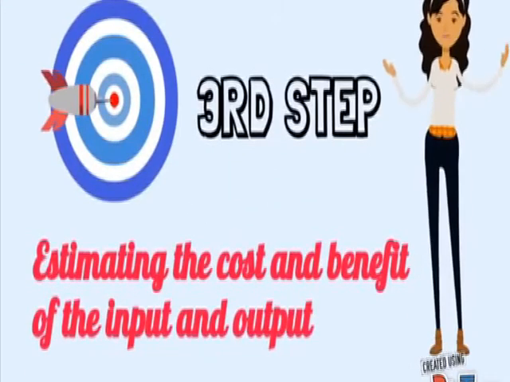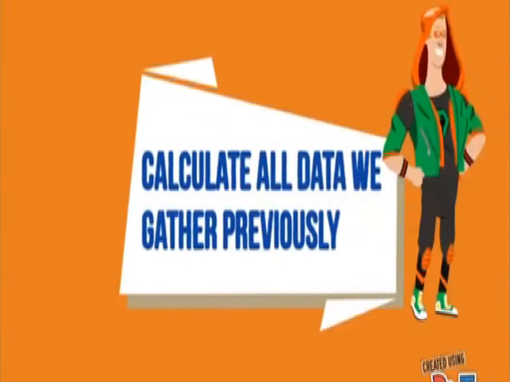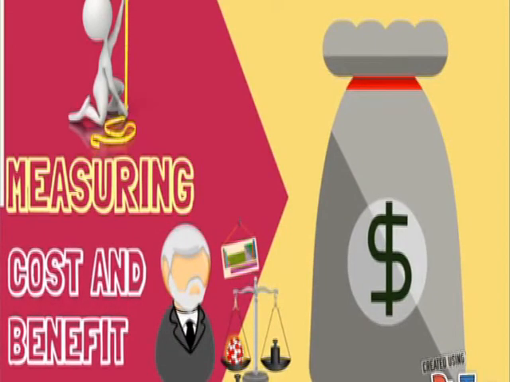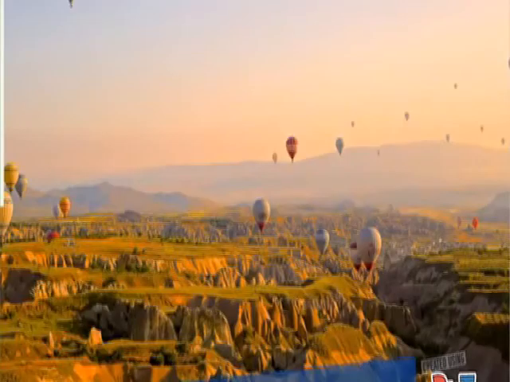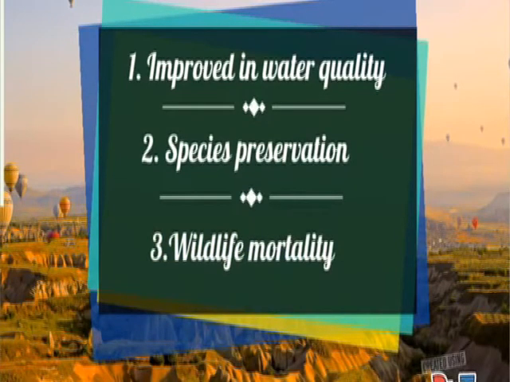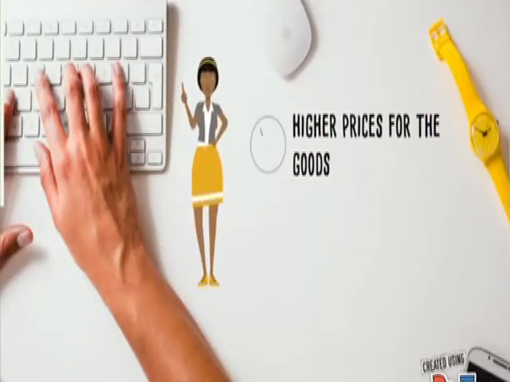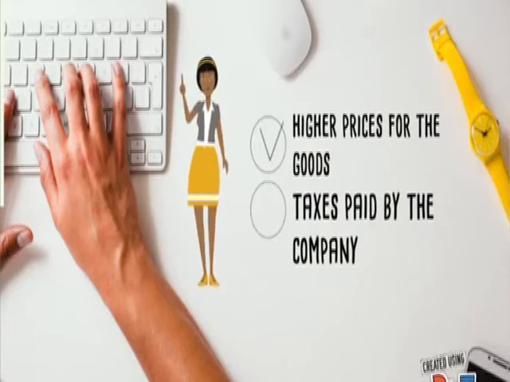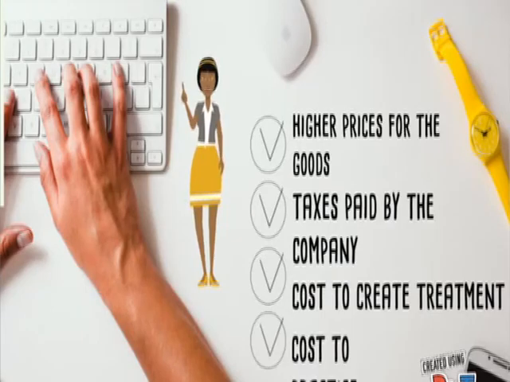This step is very important because in using cost and benefit analysis, all the input and output must be valued in terms of money. Thus, this step is to put all the data we gathered previously into value, hence measuring the cost and benefit of it. For example, the benefits arising from this analysis probably include improved water quality, species preservation, and reduced wildlife mortality. And the costs incurred are higher prices for the consumer for the goods and taxes paid by the company to the government, cost to create a water treatment plant, and cost to practice healthy disposal from the factory.